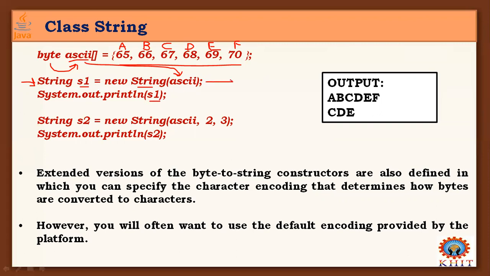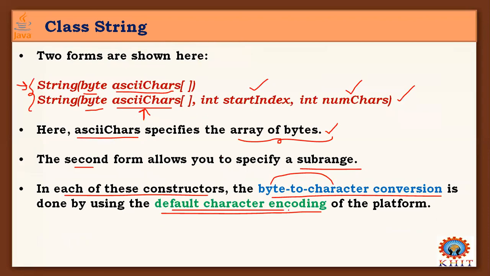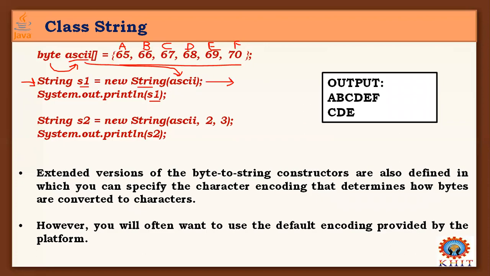So what happens in this statement is that the default character encoding of that platform, where you are working with that program, performs a byte-to-character conversion. This 65 is a byte value, and it is converted into a character and stored in the string S1 as a character. So the string S1 object displays the sequence of characters converted from that byte array, like A, B, C, D, E, F.